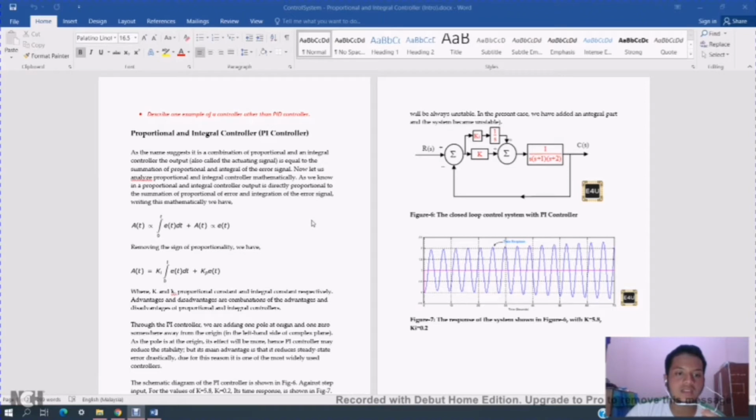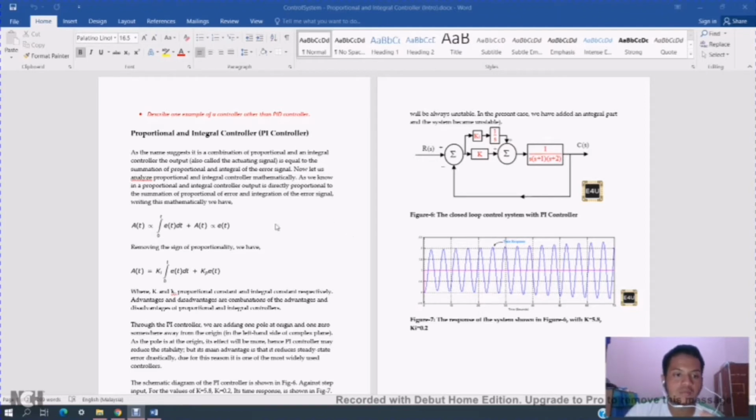As the name suggests, it is a combination of proportional and an integral controller. The output, also called the actuating signal, is equal to the summation of proportional and integral of the error signal. Now, let us analyze the proportional and integral controller mathematically.